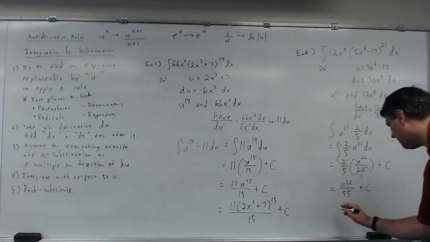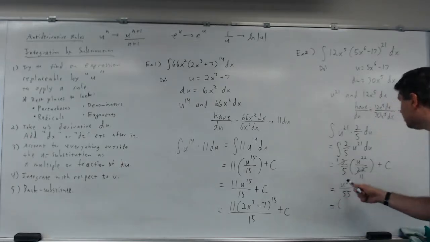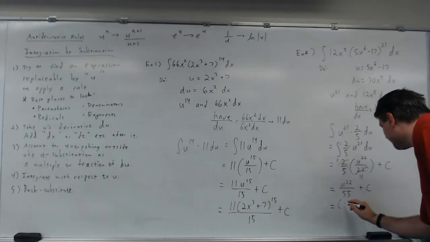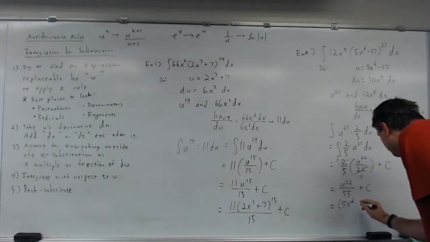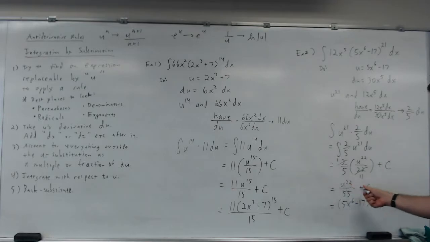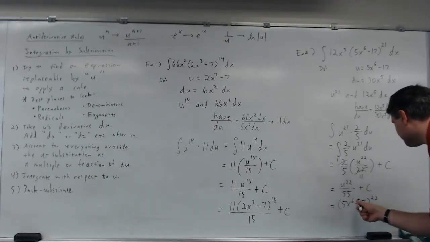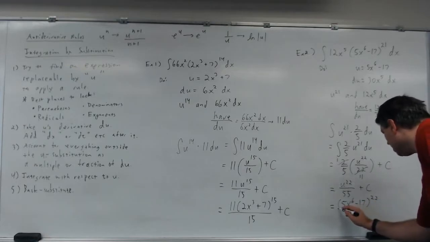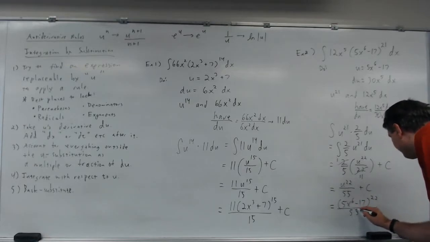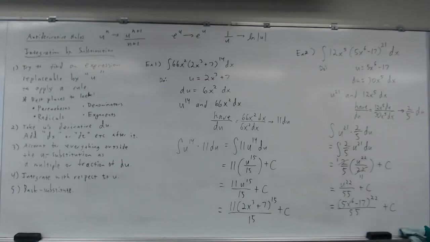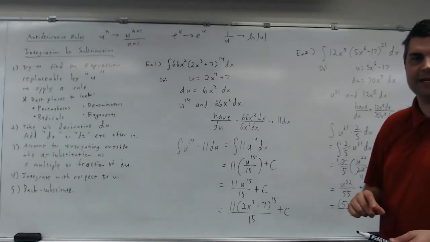Since u was 5x to the 6 minus 17, it's going to be (5x to the 6 minus 17) to the 22nd over 55, and then plus c. I'm going to pause again and set up another example.